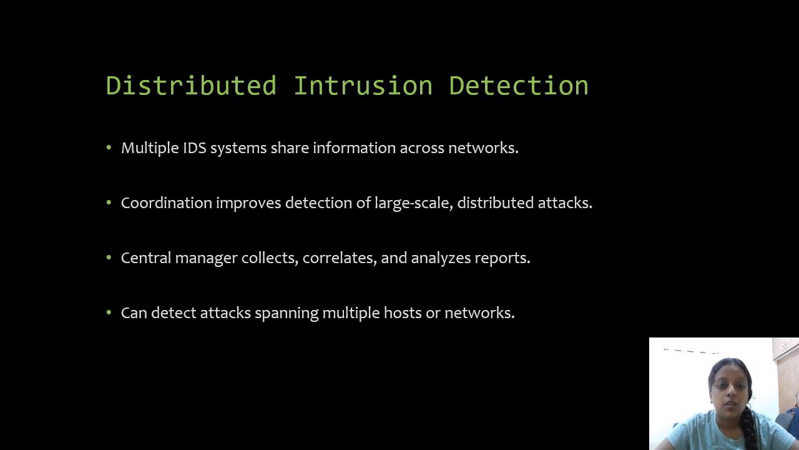For example, one computer sees repeated login failures. Another computer notices unusual traffic from the same IP address. Separately, they may seem harmless, but together they reveal a brute force attack in action. It's like a local police station sharing info with the national database. Suddenly, you can see a pattern of crimes that no single station could notice alone. This is the advantage of using distributed intrusion detection systems.